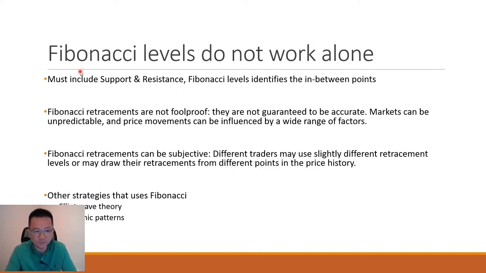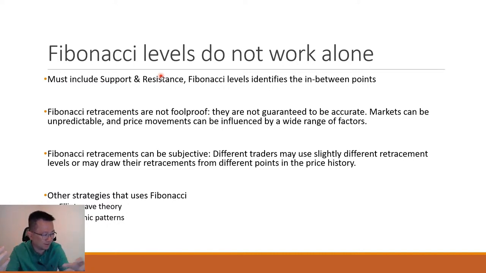All right. So fib levels don't work alone. You must include your support resistance levels. What I tend to do, you guys have seen me do this, is identify a resistance level, a support level, and then use the Fibonacci in between. I have my key resistance, I have my key support, and then maybe at that 50% or that 61.8%, we're going to see a possible hesitation. Sometimes I call it a hesitation level.